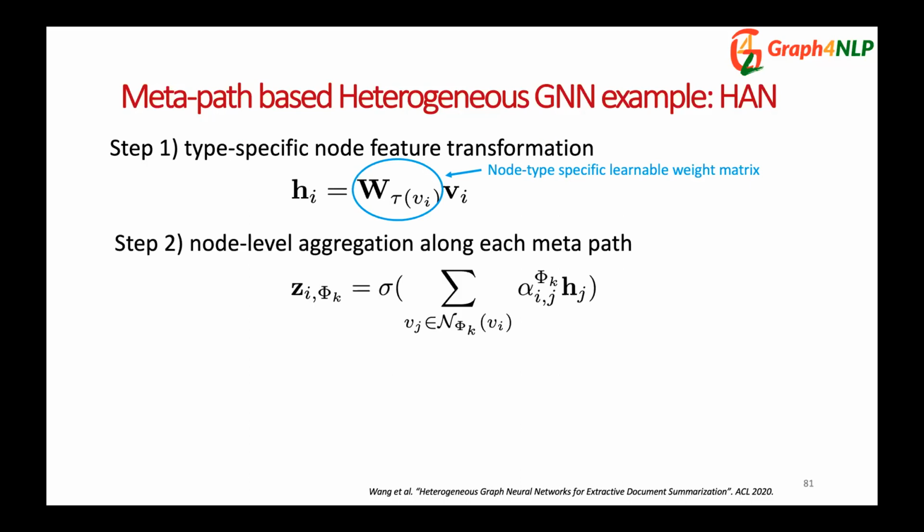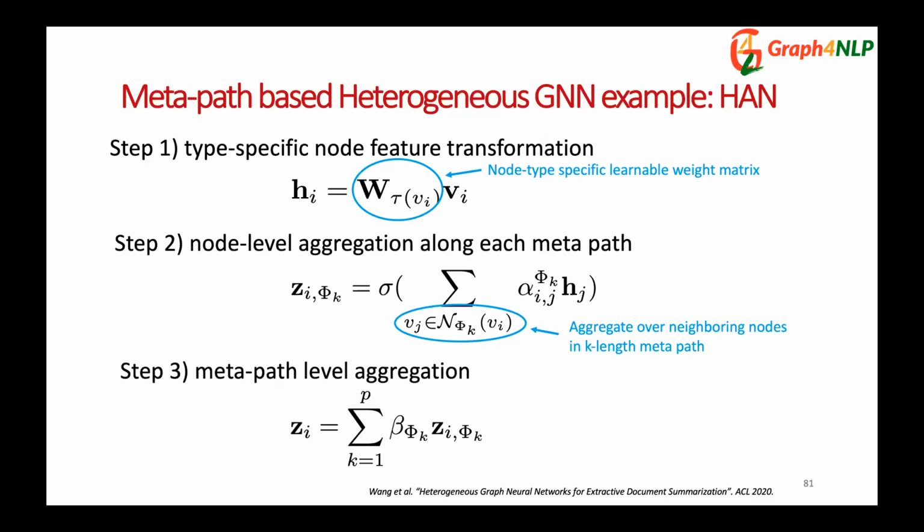In the second step, we do node-level aggregation along each metapath. As we can see from this equation, we aggregate over neighboring nodes in every metapath. And in the third step, we do metapath-level aggregation. Here we learn attention weights over all the metapaths, and we do the aggregation. So that's for the heterogeneous GNNs, and that concludes the graph representation learning for NLP part.